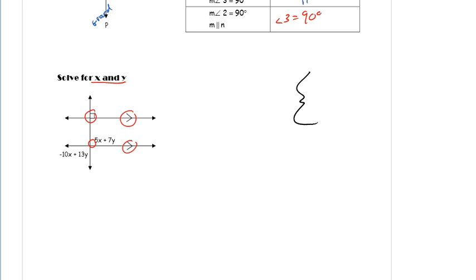So think about what you know about those two angles. Do you know vertical angles? Do you know supplementary? Do you know you have a 90-degree angle somewhere? So come up with those two equations, and I want you guys to try and solve this system for tomorrow.